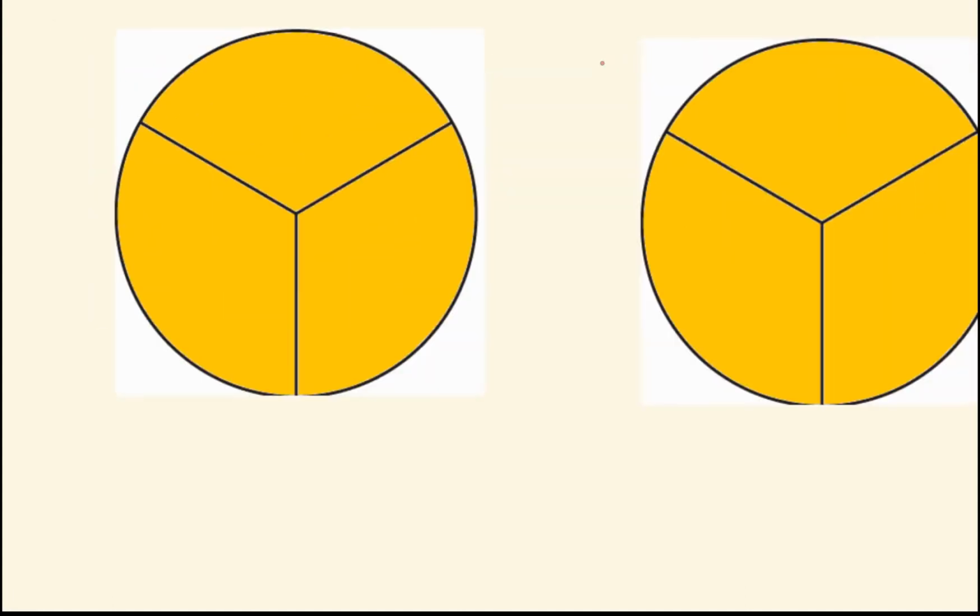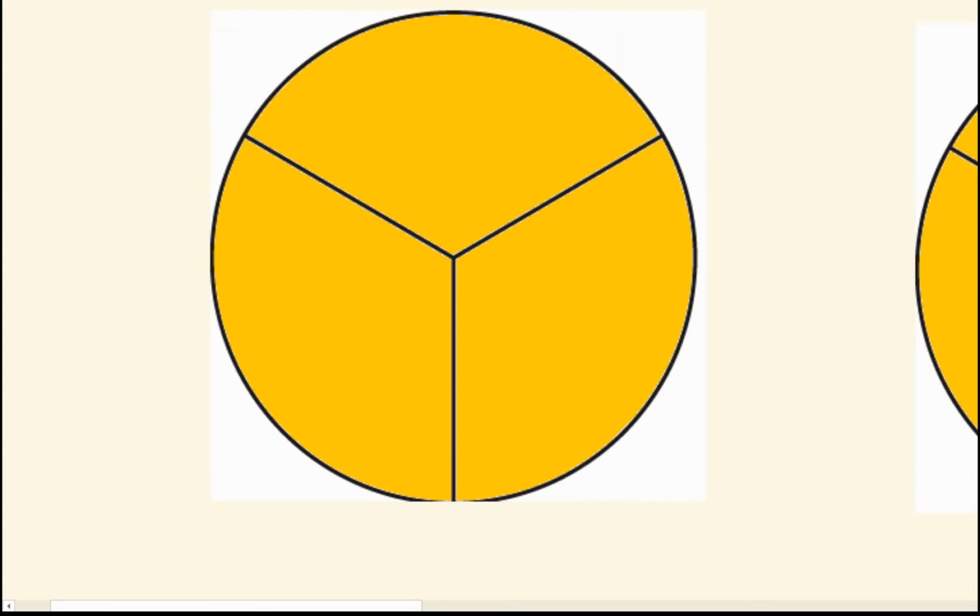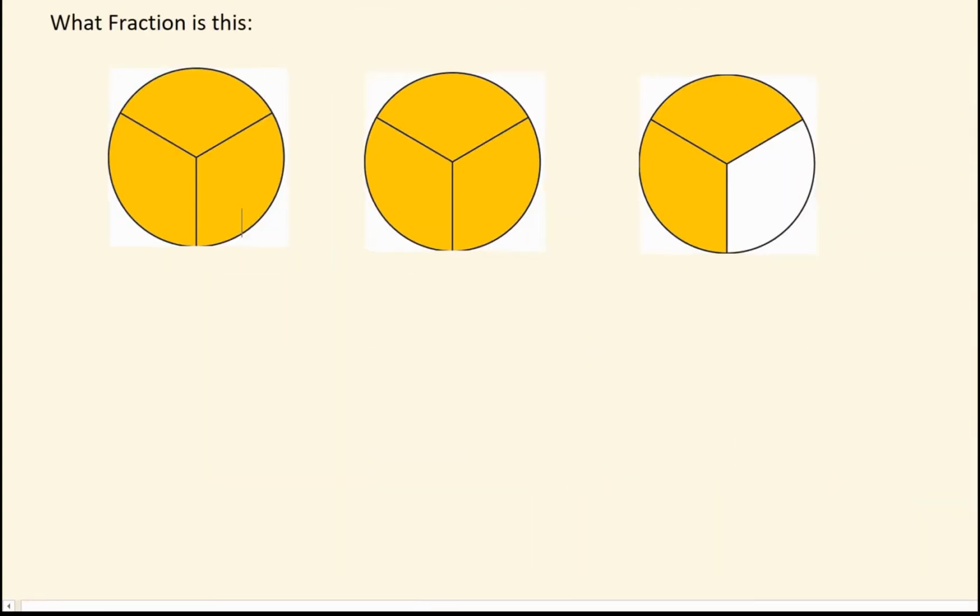First things first, look at one of these images. This circle's chopped into 3, which means each of these segments coloured in represents a third. So if we look at the whole shape, we can see how many thirds we have. We've got 1, 2, 3, 4, 5, 6, 7, 8. So we can write this fraction as 8 thirds. However, there's another way we can do it.